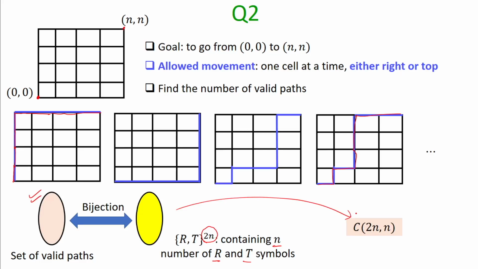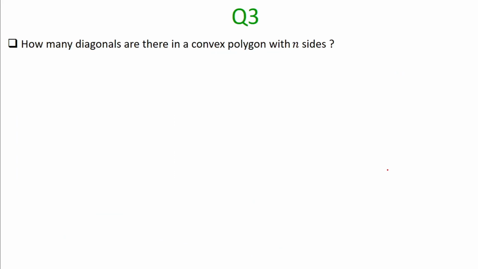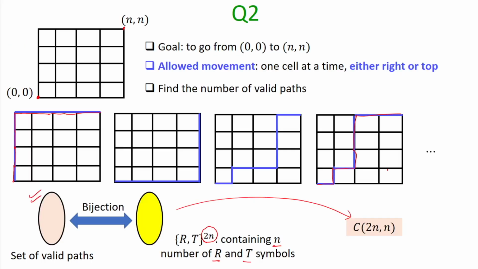And we know that the cardinality of this latter set, namely the cardinality of the set of all strings of length 2n, which has n number of R symbols and n number of T symbols, is 2n choose n, because it's equivalent to saying that you have 2n positions, and out of those 2n positions, you have to find out the n positions where the R symbol is going to be there. Because once you identify the n positions where the R symbol is going to be there, the remaining n positions have to be occupied with the T symbols. Okay, and the bijection is very simple here, right?